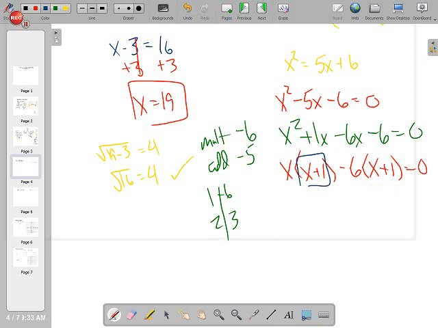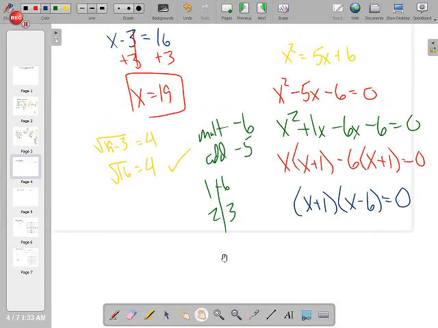So one of my factors is that shared binomial. That's the GCF of x plus 1. And the other is x minus 6. This is just factoring, and you can maybe do this in your head, but I'll work it out for you.